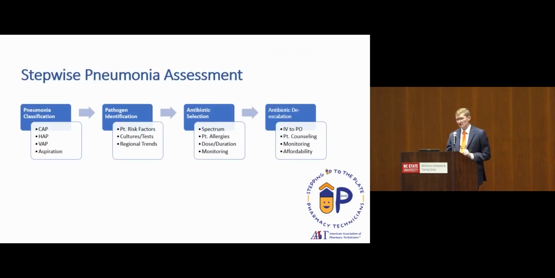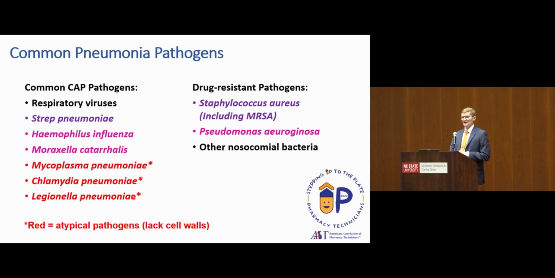So thinking about our pneumonia stepwise assessment, we've figured out what type of pneumonia the patient has. Now we want to think about what are the common pathogens that we need to target. So the common CAP, community-acquired pneumonia, pathogens: respiratory viruses are a very common cause, and sometimes patients don't need antibiotics to treat a pneumonia. Our most common bacterial pathogen is going to be Streptococcus pneumoniae, which is a gram-positive, which is why it's in purple, followed by Haemophilus influenzae and Moraxella catarrhalis. These are going to be gram-negative bacteria.